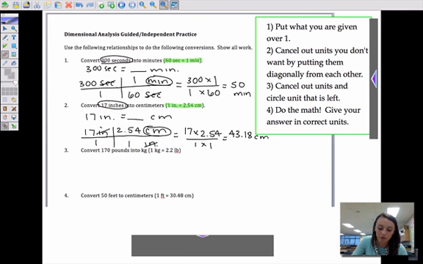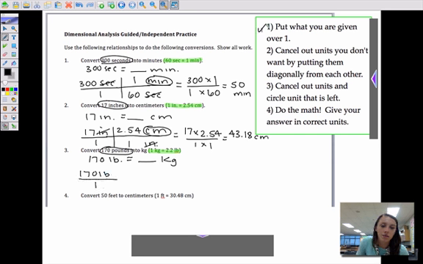We're going to do a third problem together. So now we're going to convert 170 pounds into kilograms. And I'm given the conversion factor that 1 kilogram is equal to 2.2 pounds. I'm given 170 pounds. So I'm going to rewrite this in a nicer way. So 170 pounds equals blank kilograms, because that's what I need to figure out. So I'm going to put what I'm given over 1.